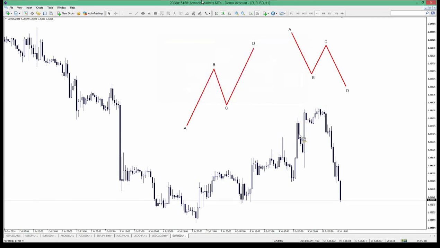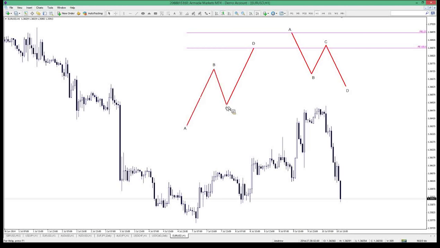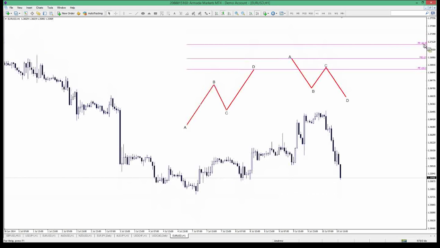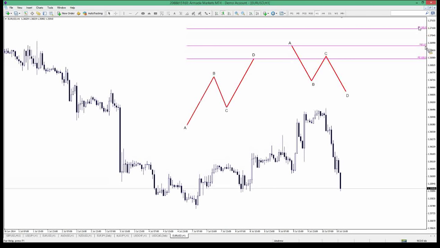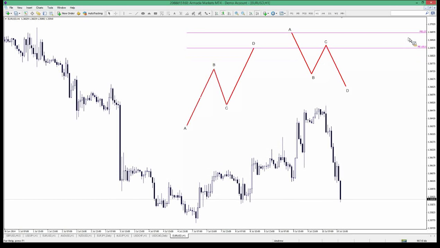So very simply, once we've got A, B, and we think we've found point C, so we've got 3 points, we then take the expansion tool and mark it from A up to B, and drag this down to point C. You'll see the way I've marked this up. It says FE100, and I've got FE127 and FE1618. Those are just different expansion points, but the main one for today, because we focus on the ABC pattern, is the 100% mark.